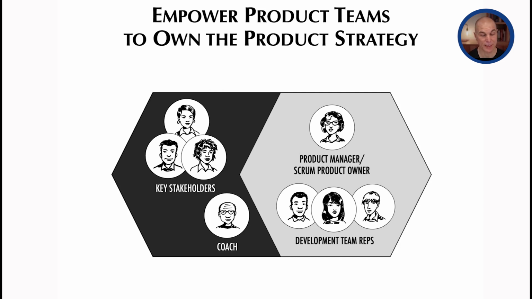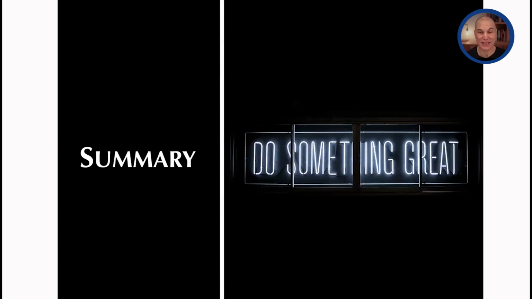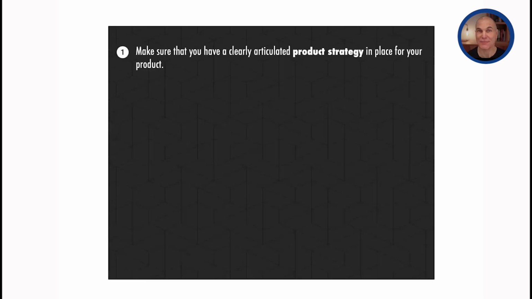So that's what I like to recommend. So those were the 5 mistakes and how you can address them. Just to summarize, make sure that you have a clearly articulated product strategy in place for your product. So if that's not the case, then maybe that's something you want to do. That's where you should start.